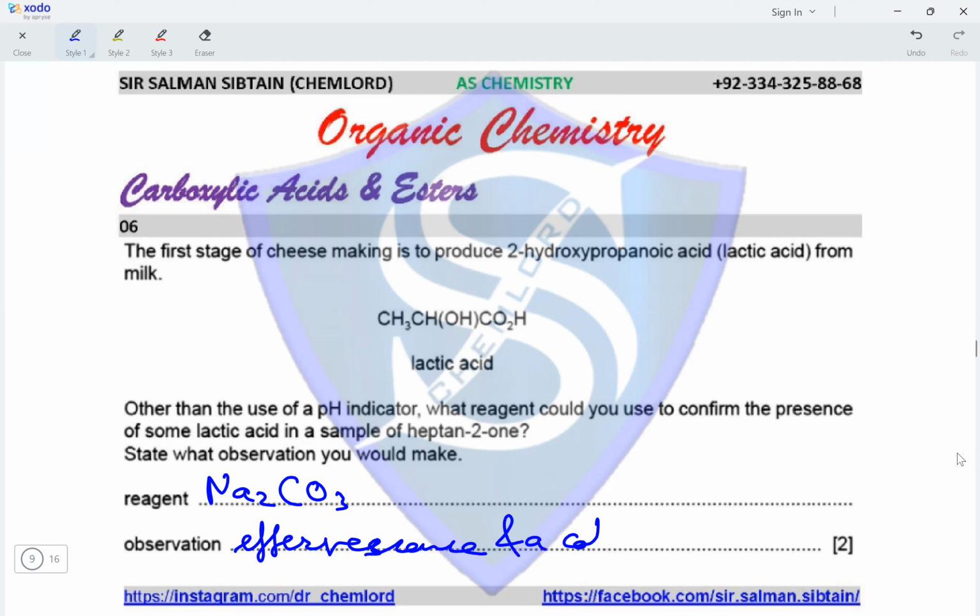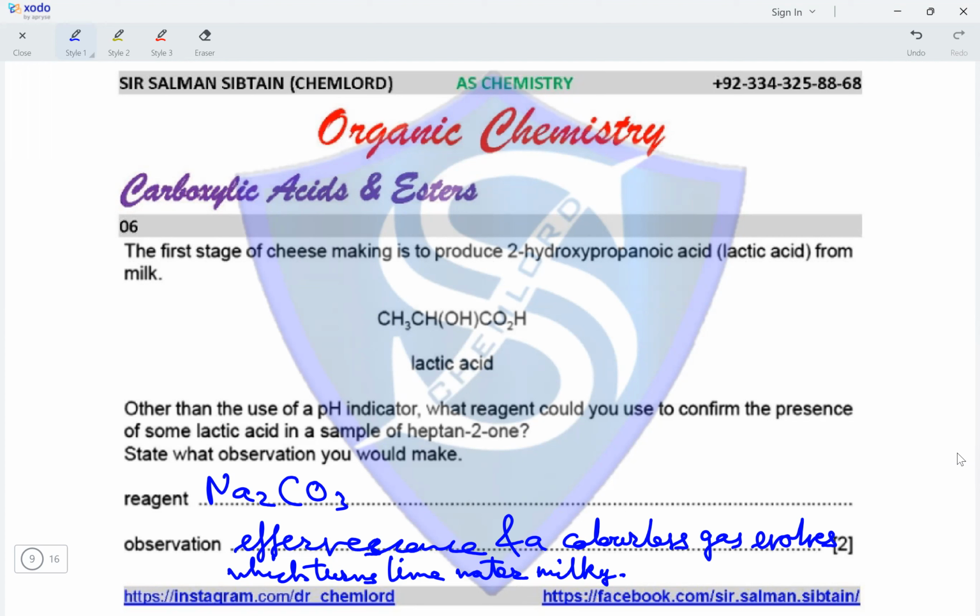and a colorless gas evolves, which turns lime water milky, because this would be carbon dioxide gas evolving. We can also add sodium metal, and we would have an evolution of hydrogen gas.